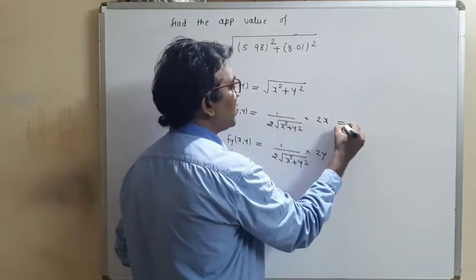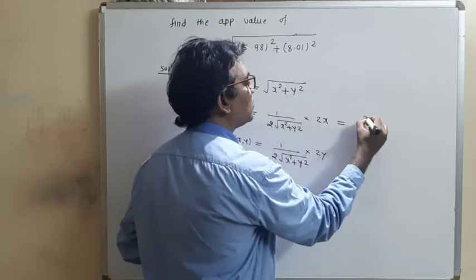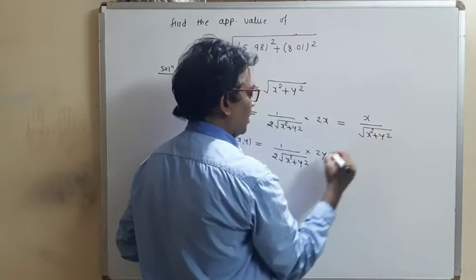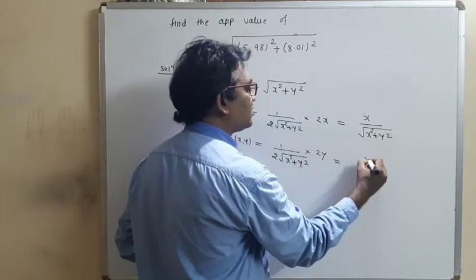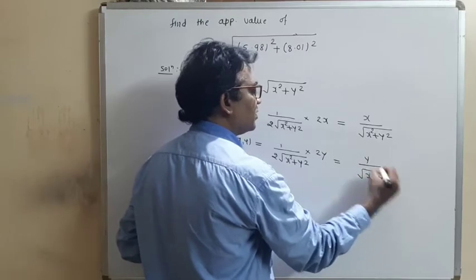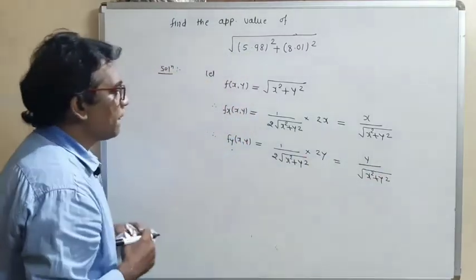If we simplify this, the 2 gets cancelled. So fx will be x upon under root (x square plus y square), and for the other term, the 2 gets cancelled, so fy is y upon under root (x square plus y square). So this is our first step.